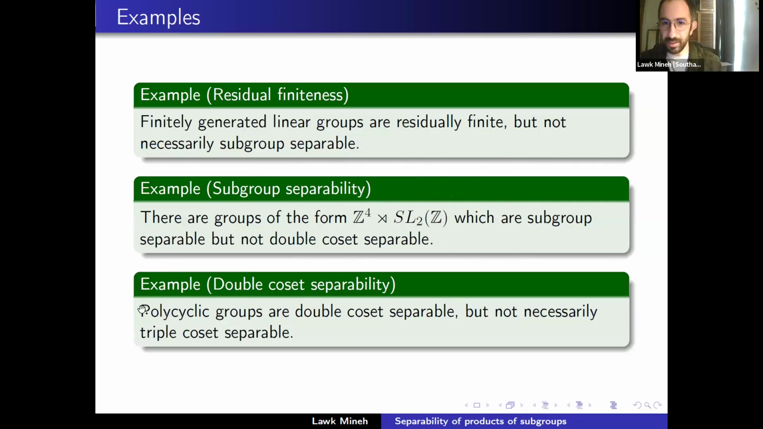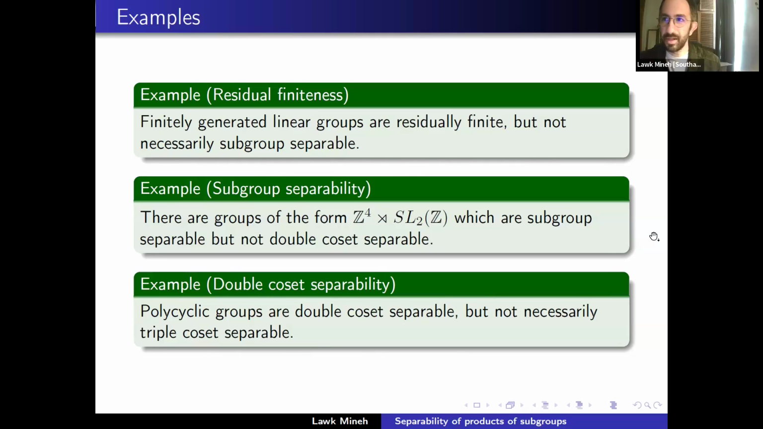there's a more natural class of polycyclic groups. These are the groups that have a subnormal series where all the factor groups are cyclic. Lennox and Wilson actually showed that these are double coset separable back in the 80s, but they're not necessarily triple coset separable. And there are quite simple examples: the integral Heisenberg group, if you know it, is not triple coset separable. So these properties are satisfied by various familiar classes of groups, and they're subtle. Even going up from double coset separability to triples is not a trivial thing and not a guarantee.